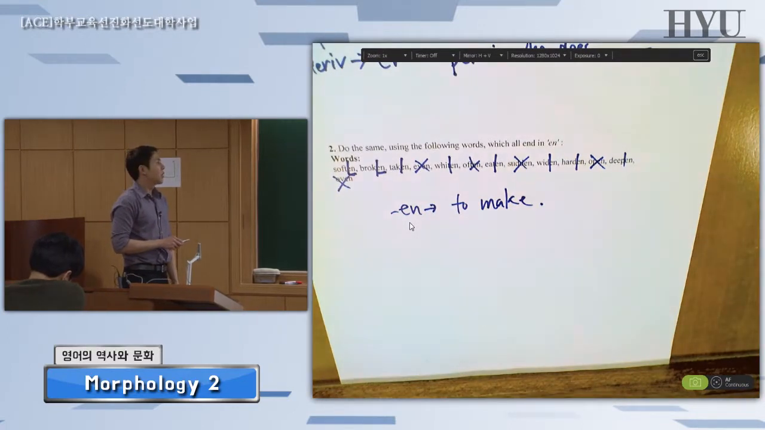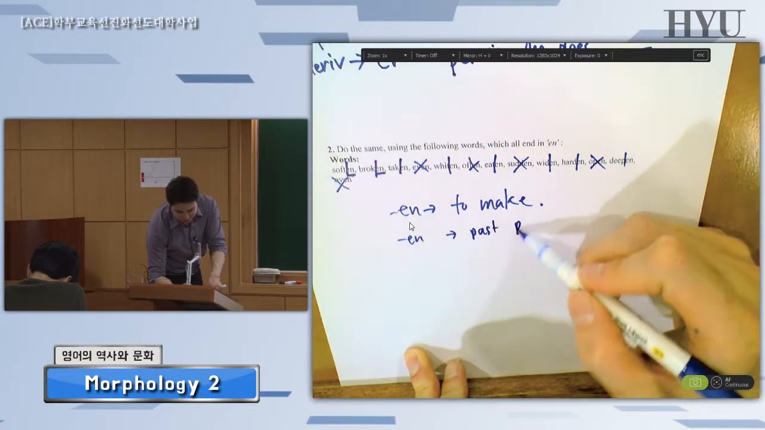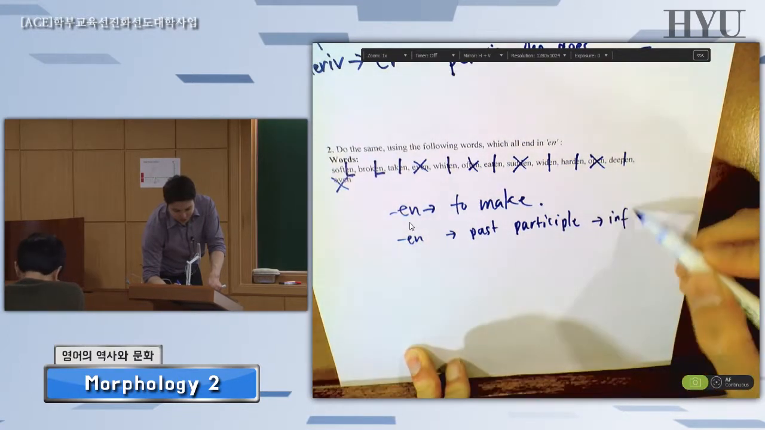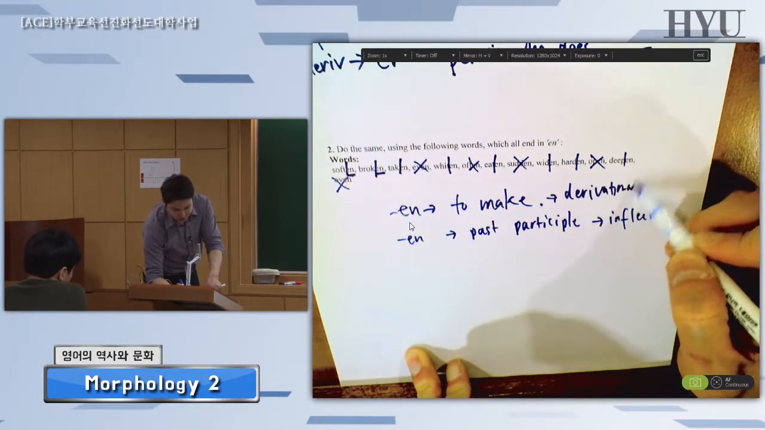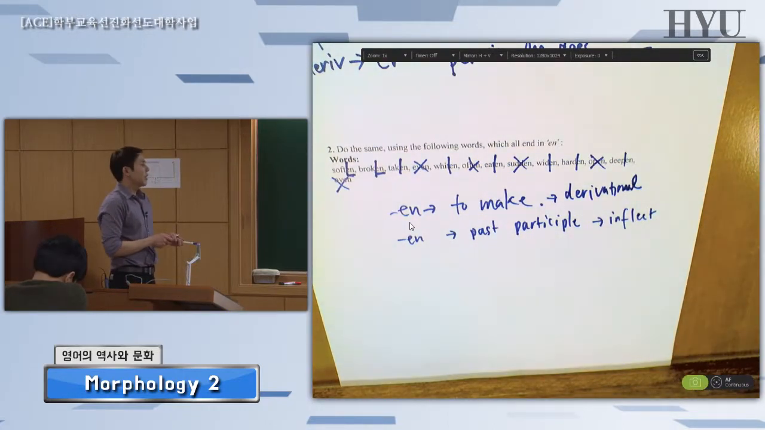Broken, not to make broke, but it means the past participle morpheme, right? So -en is past participle. So this is inflectional, this is derivational. Taken, take, took, taken, that's past participle also. Okay, so inflectional.